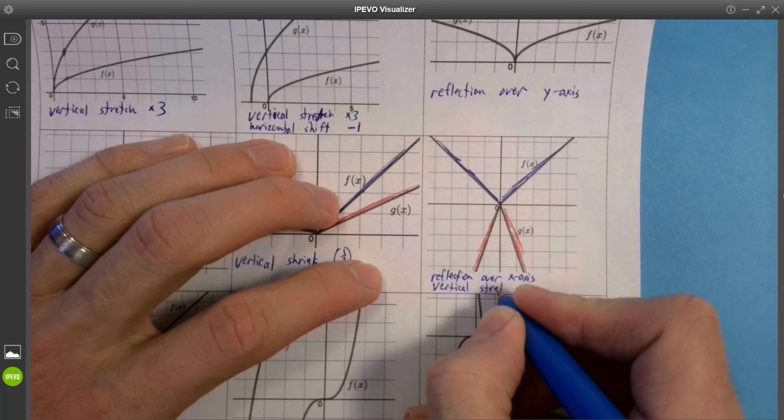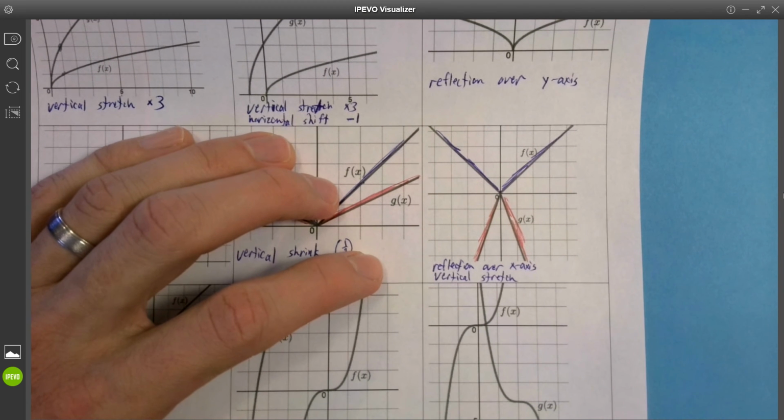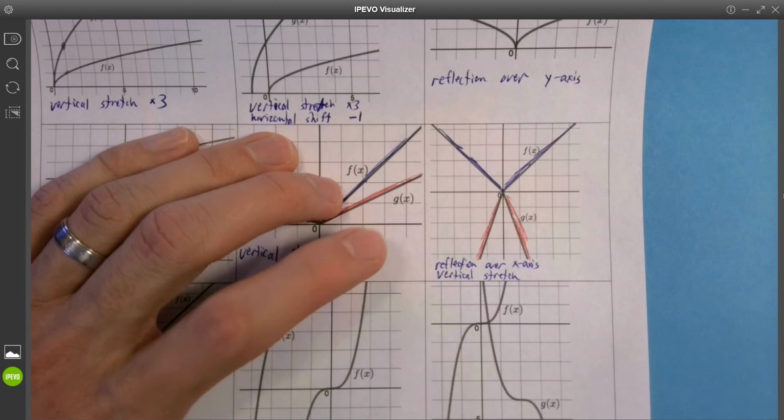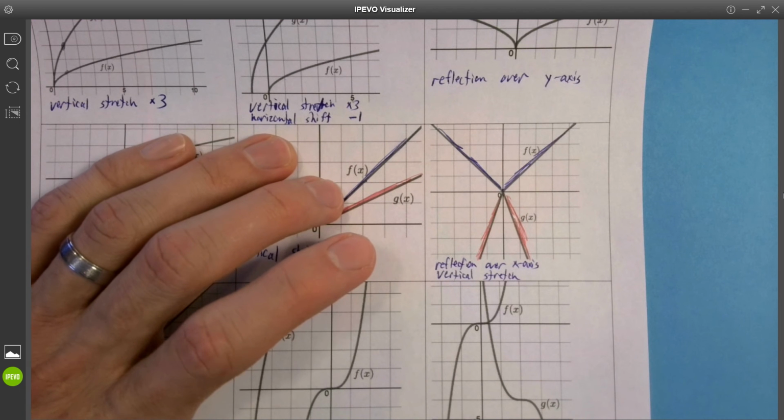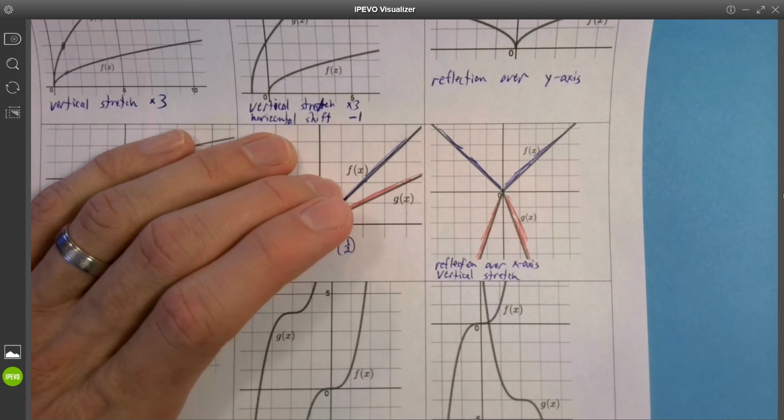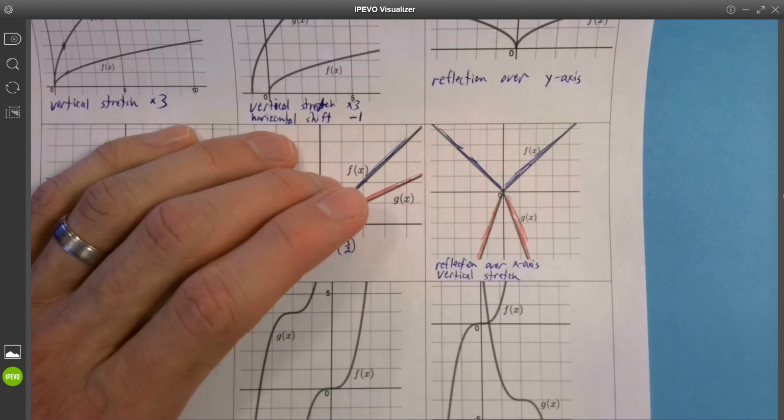Now, at this point, you're probably thinking, do we ever have horizontal stretches? Yeah, actually, and we could classify these as horizontal stretches in most cases. It's probably a little bit harder to do algebraically, so I'm going to call them vertical stretches. It's just a matter of the way you compute it.